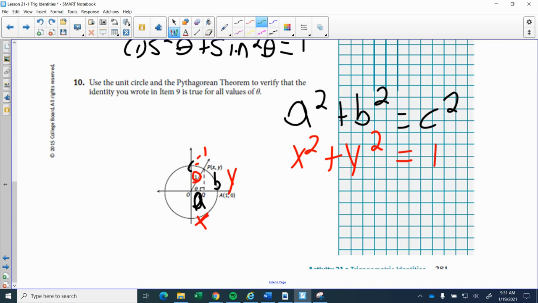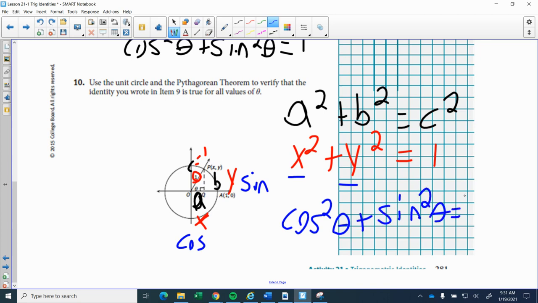Well, the last step I could do, and once again, this is kind of just proving why we call it a Pythagorean identity, is that if I just continue this process and I replace x and y with cosine because cosine equals x and sine because sine equals y, I would get cosine squared of theta plus sine squared of theta equals 1.